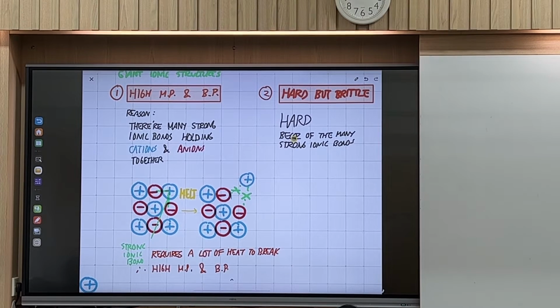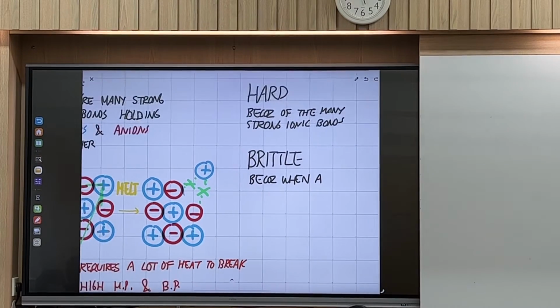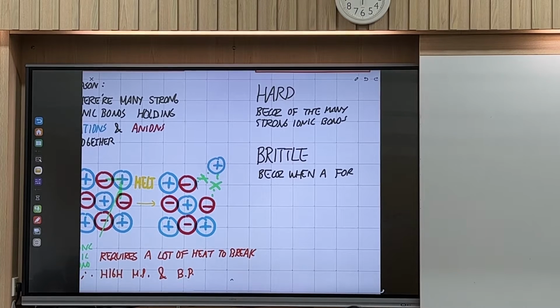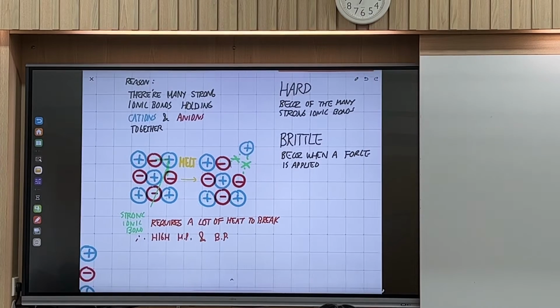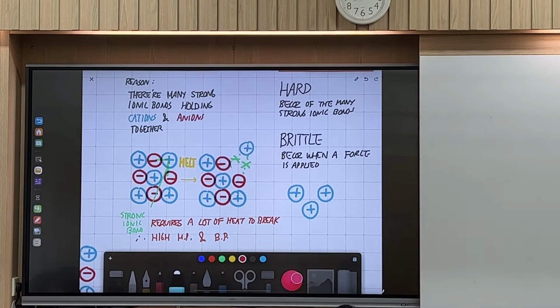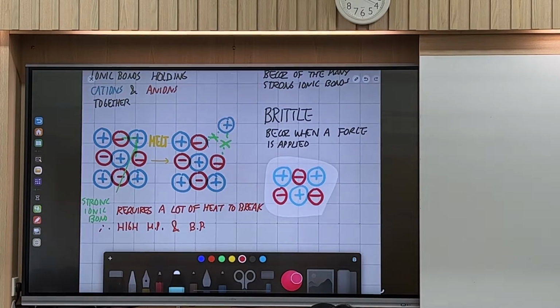What about brittleness? It is brittle because when a force is applied... Don't spell it like this, I'm just lazy; you have to spell it properly. We went through this briefly, but we ended the lesson in a rush yesterday, so let me explain it more clearly this time. You can draw two layers of ions. You can draw any number of layers you like, but it won't matter. Just draw these two layers first.